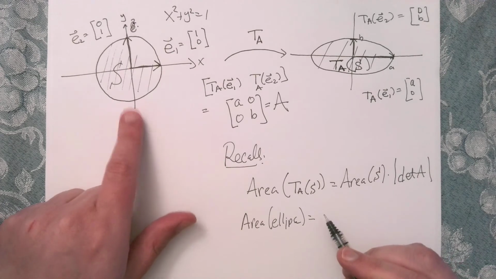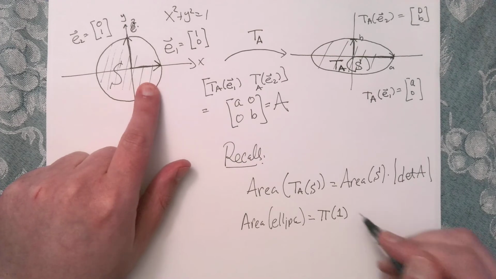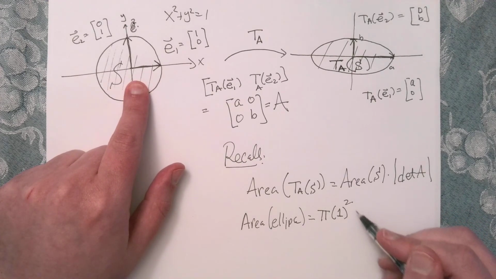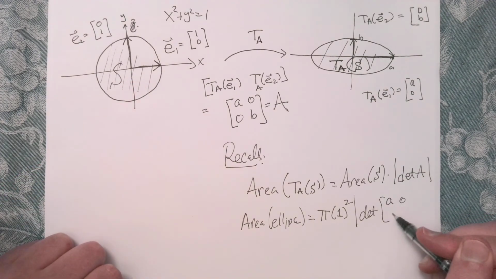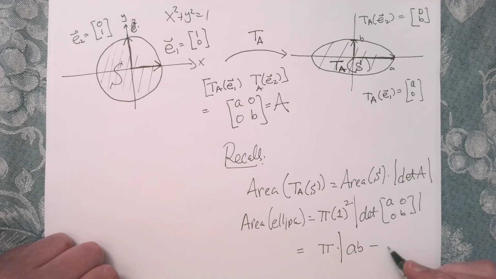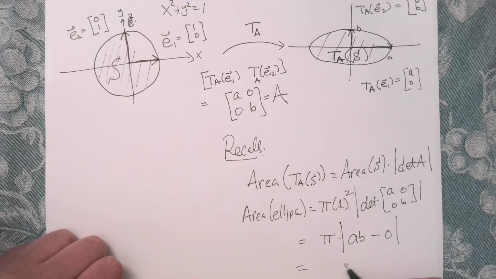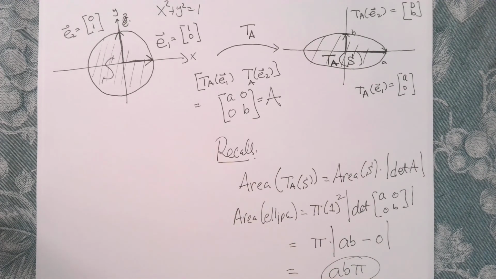And so that'll be equal to the area of S, but that's the unit circle, so it's pi r squared, pi times 1 squared, times the absolute value of the determinant of the matrix with rows (a, 0) and (0, b). So that's pi times the absolute value of ab minus 0. And again, we get ab pi. Okay, folks, I hope you enjoyed that. That's 3 different ways to find the area of an ellipse formula.